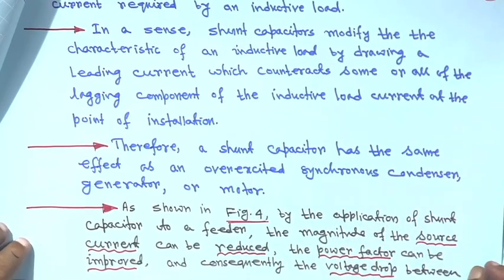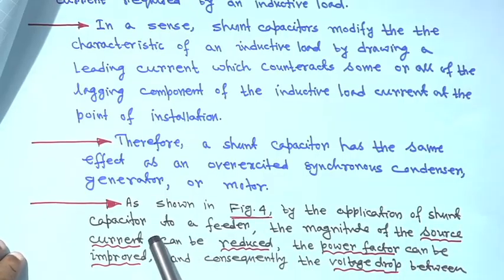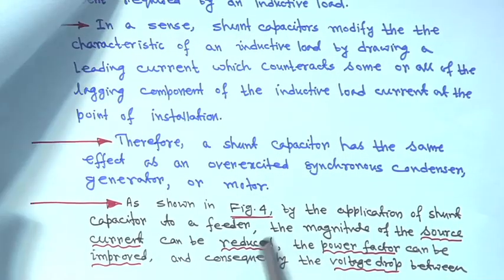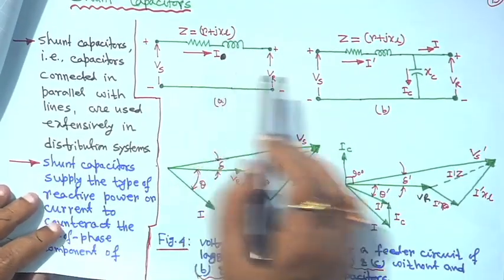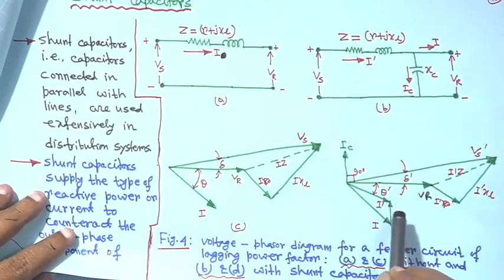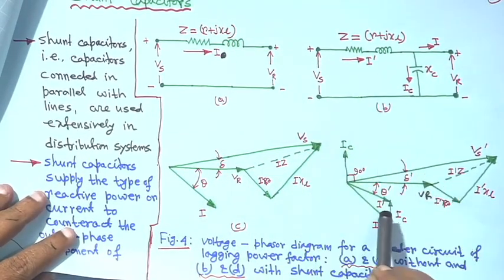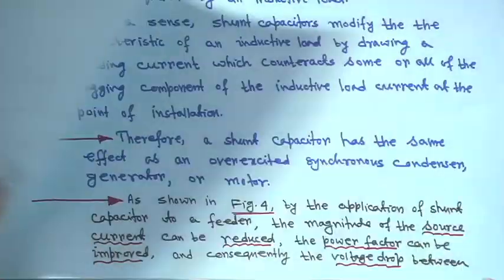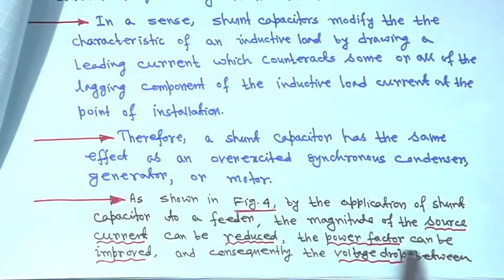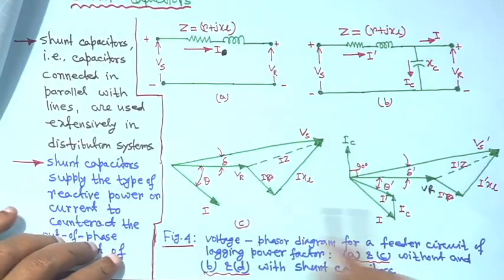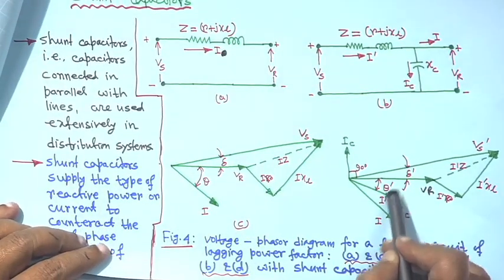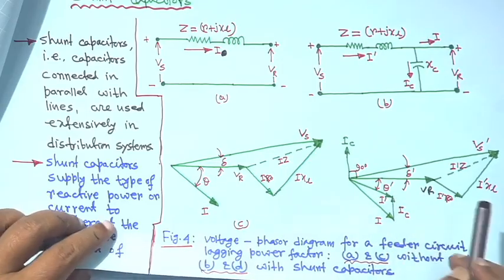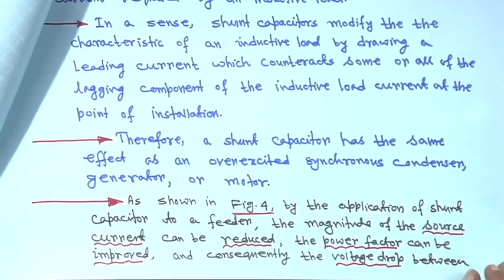But as shown in figure 4, by the application of a shunt capacitor to a feeder, the magnitude of the source current can be reduced. I told you that the magnitude of the source current is reduced; this is I dash now. If you look at the phasor diagram, this I dash is less than I, and the power factor can be improved, because earlier that angle was higher, now the angle is decreased. So, naturally cos theta dash will increase.